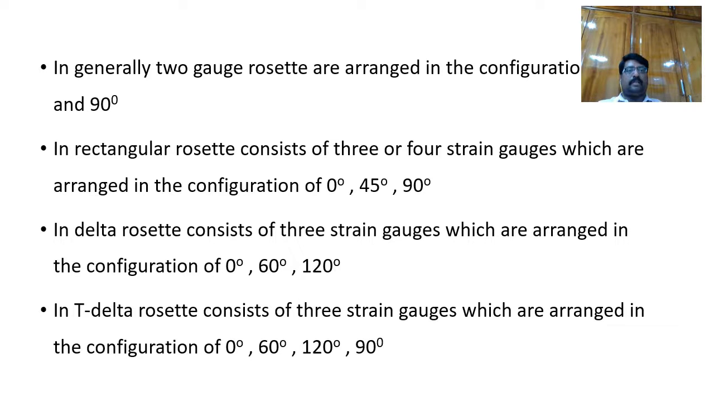Similarly, in the T-delta rosette, we use 4 strain gauges. As in the delta rosette, we arrange 3 strain gauges at 0, 60 and 120, and another strain gauge is arranged perpendicular to the initial strain gauge at 0, that is 90 degrees. So the T-delta rosette has 4 strain gauges at 0, 60, 120 and 90. The delta rosette has 0, 60, 120. The rectangular rosette has 0, 45 and 90. And the 2-gauge rosette has 0 and 90 degrees.